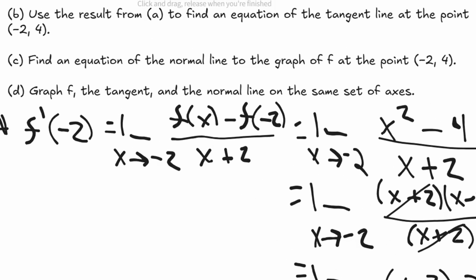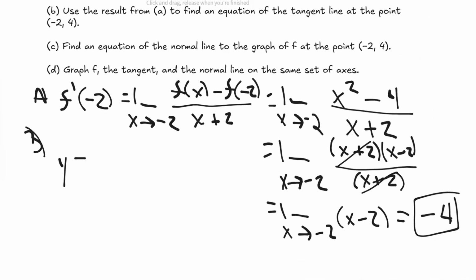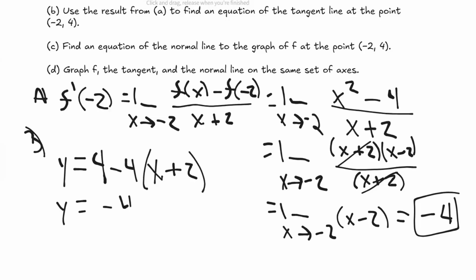Now for part B, we want to use the result from A to find the equation of the tangent line at the point -2, 4. So this is going to be y equals y1, which is the y value 4, plus f prime of -2, which is -4, times x minus -2, so x plus 2. If we solve this for y, you would have y equals -4x minus 4.